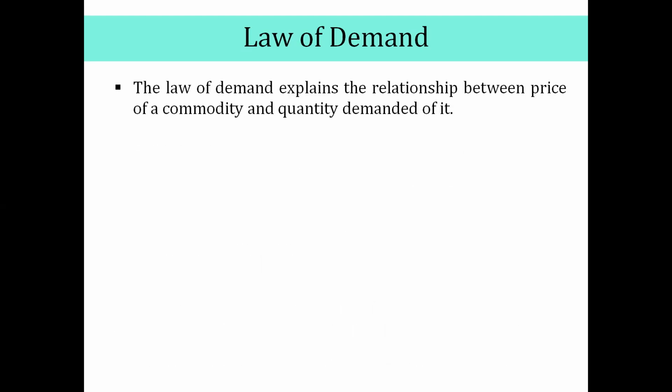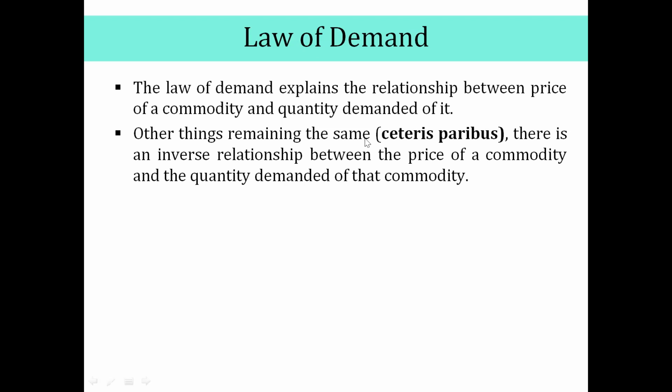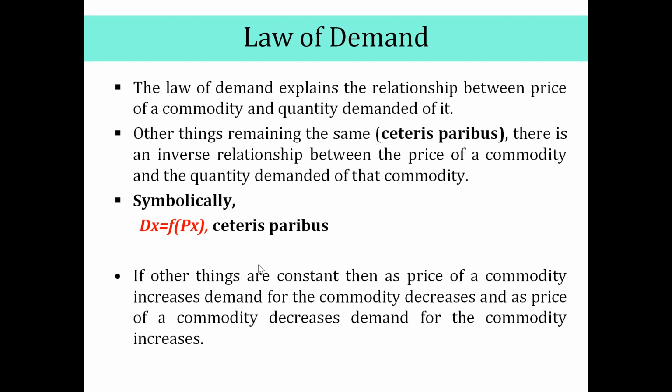Now let's discuss the law of demand. The law of demand explains the relationship between the price of a commodity and the quantity demanded of it. The law of demand states that other things remaining the same, ceteris paribus, there is an inverse relationship between price of a commodity and quantity demanded of the commodity. Symbolically, Dx is a function of Px, ceteris paribus. It says that if other things are constant, then as the price of the commodity increases, demand for the commodity decreases, and as the price of a commodity decreases, demand for the commodity increases.